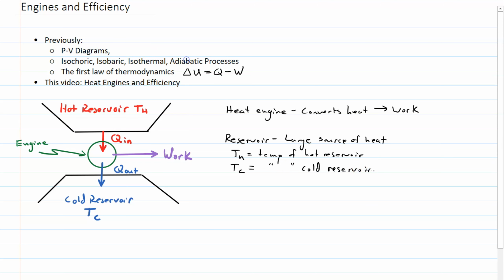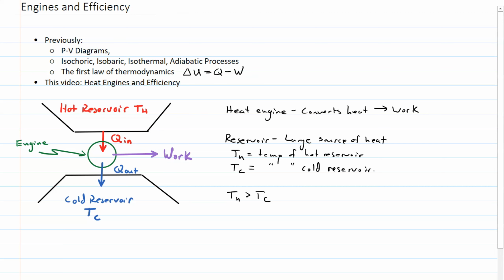I should make clear, it doesn't have to be hot and cold. It just has to be that one is hotter than the other. So T_H is larger than T_C. One of these could be 0 degrees Celsius, and one of them could be 10 degrees Celsius. We would say both of those are pretty cold relative to human body temperature, but I can still call one of them the hot reservoir and one the cold reservoir.